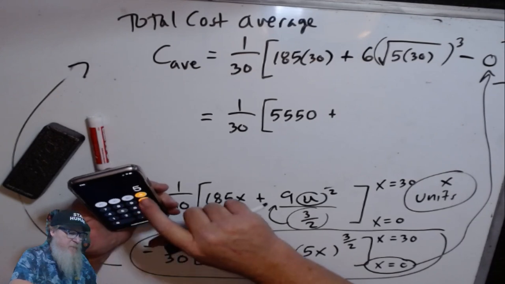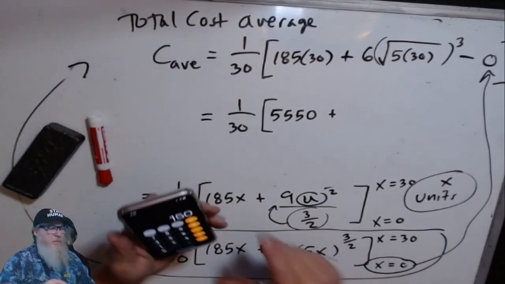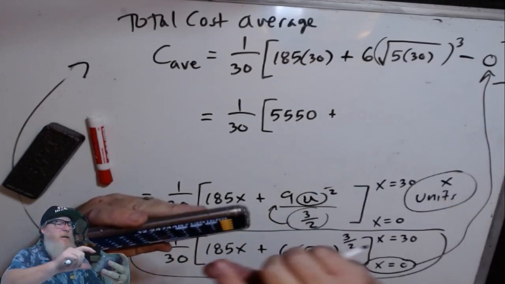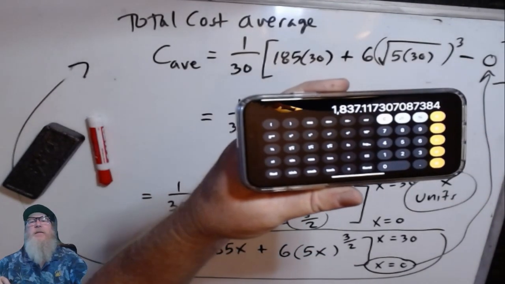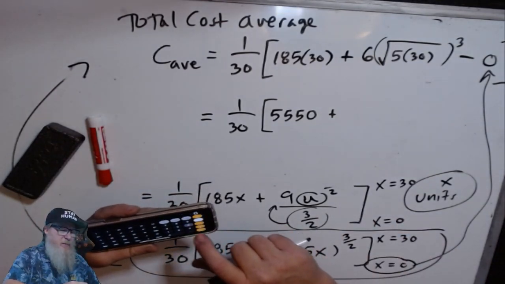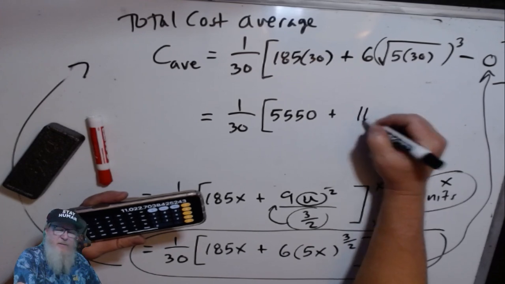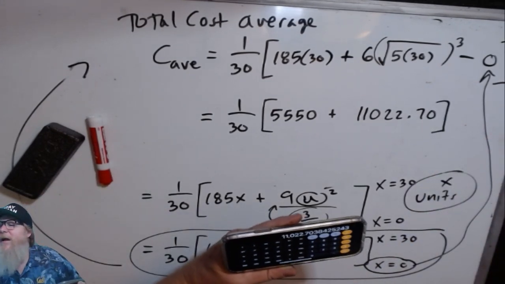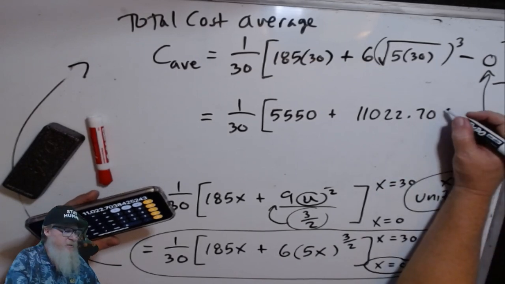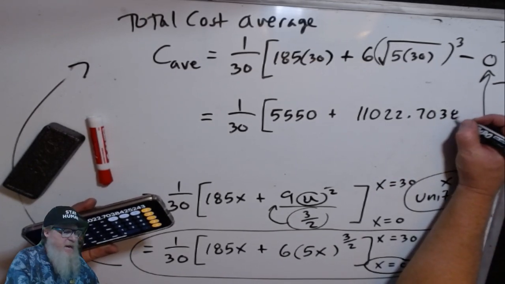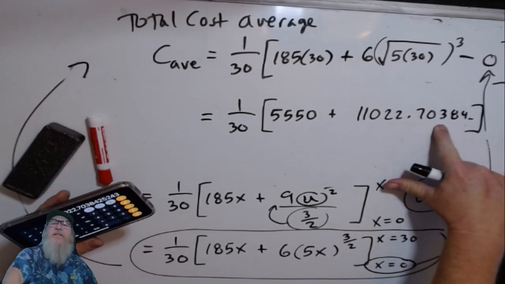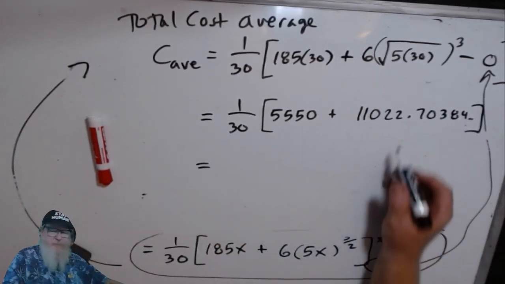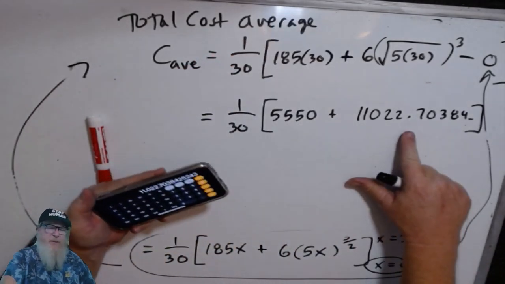So it's 5 times 30, which I don't really need a calculator for, but I did it anyway, 150. Then the square root, right? Then cube it, and then times 6. 11,022.70 cents. Oh, this one actually says round to the nearest cent. So I'm going to go a little extra. 73.84. When you want to round to the nearest cent, go a little bit further, just a couple digits further, so that you don't end up with error. All right. Or you could have no error by just keeping all the numbers on your calculator.